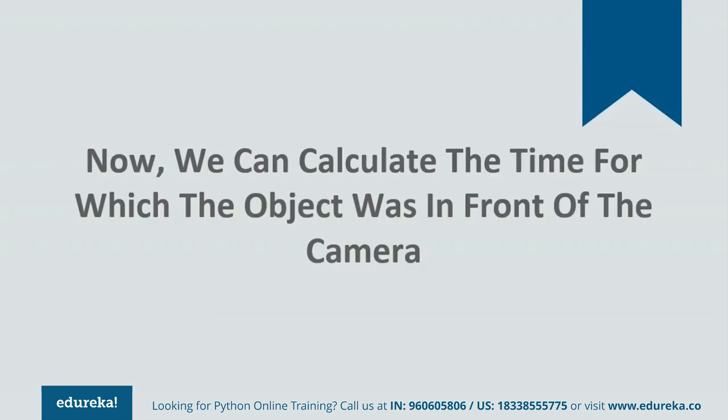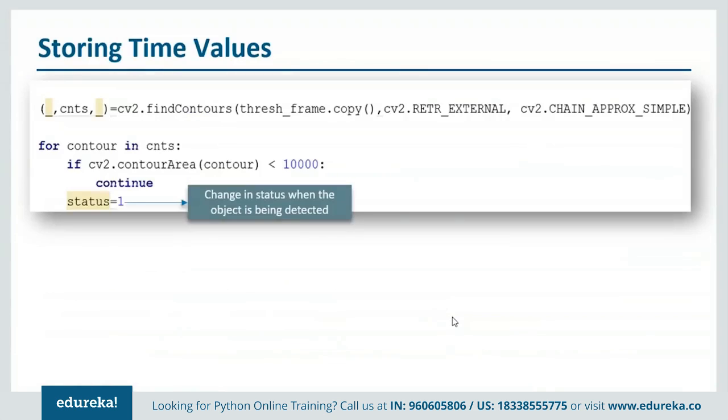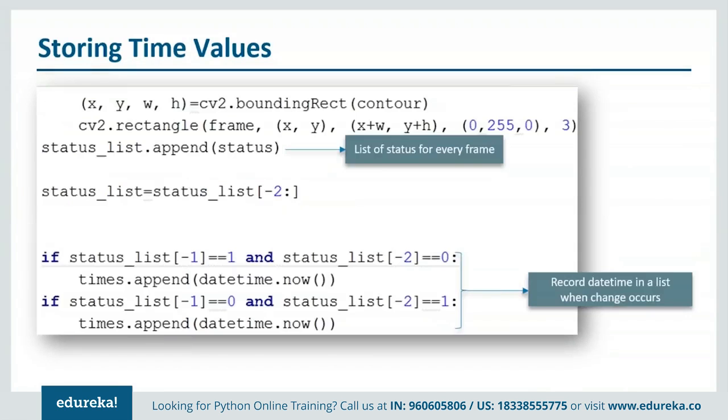Now we need to calculate the time for which the object was in front of the camera. For that, we will create a pandas DataFrame. The pandas DataFrame is what we are going to use here. That will have two columns, start and end, basically when the object appears in front of the camera and when it went off. And we are going to tweak a couple of things. We are going to define a variable called status. Status at the beginning of the recording is 0, as the object is not visible. So if there is no movement, it will be 0 because there is no object in front of the screen. But it will change when the object is detected. The status will become 1.